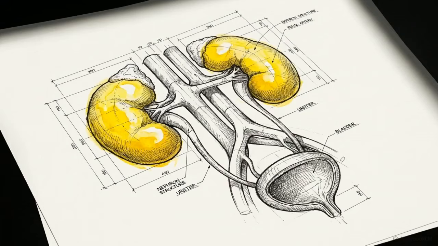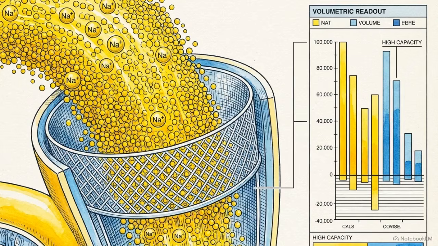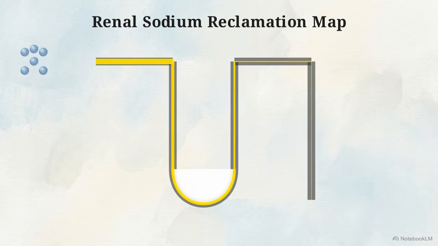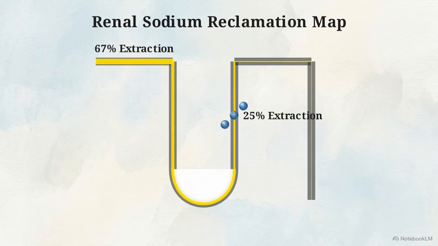On a systemic level, defending that extracellular concentration falls to the renal architecture. Every single day, the human kidneys filter a load of 22,000 millimoles of sodium directly into the tubular lumen. To maintain blood pressure, the body must reclaim almost all of it. This flow map of the renal nephron details the specific extraction points. The proximal convoluted tubule reabsorbs 67% of the filtered load. The thick ascending loop of Henle pulls back another 25%. This leaves less than 1% to reach the final cortical collecting ducts.